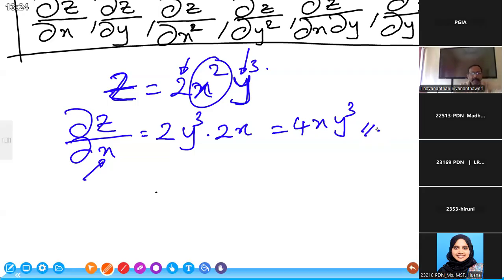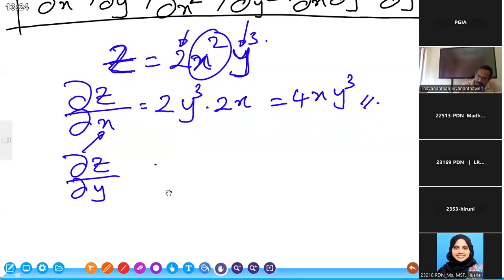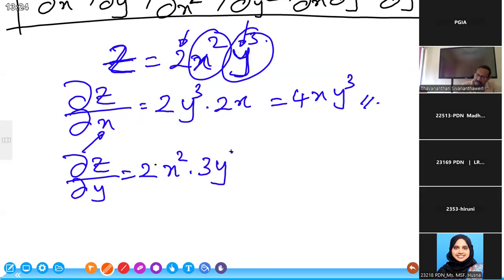Look at it very carefully. The second variable will be treated as a constant. So here the constant is multiplied, that is the same as 2. So 2y to the power 3 will be treated as a constant. Now ∂z/∂y, what is that? Now we treat x as the constant. So keep the 2 and x square as a constant. You do the differentiation of y to the power 3, which is 3y square. So that is equal to 6x square y square. So that is the answer.